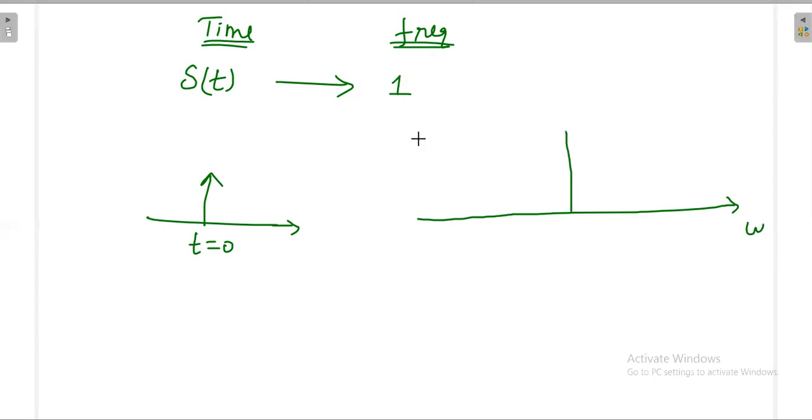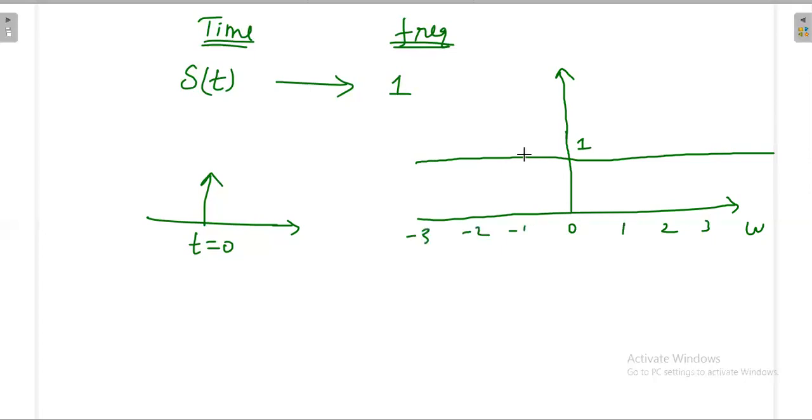This is constant. So irrespective of frequency, whatever may be the frequency, I will always get that constant value. That value is 1. So whether I am at omega is equal to 0, or omega is equal to 1 or 2 or 3 or minus 1 or minus 2 or minus 3, whatever may be my omega value, I am always getting magnitude as 1. So omega 0 is denoting DC.